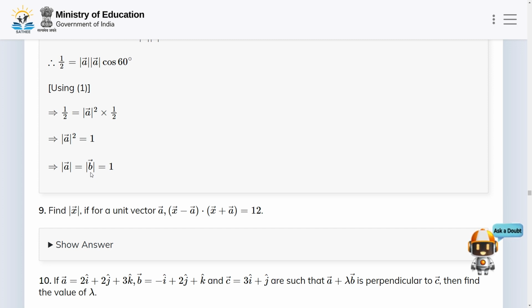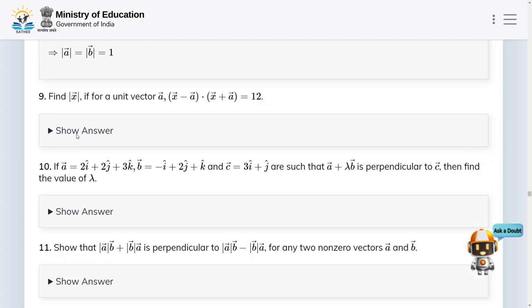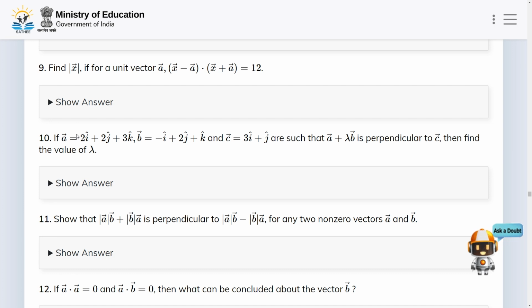Now, ninth problem. Find the magnitude of X if A is a unit vector. So A is our unit vector. That means the magnitude of A will be 1. So one condition is already given, that the magnitude of A is 1. And this dot product is given to you as 12. So simplify this to get your X magnitude.